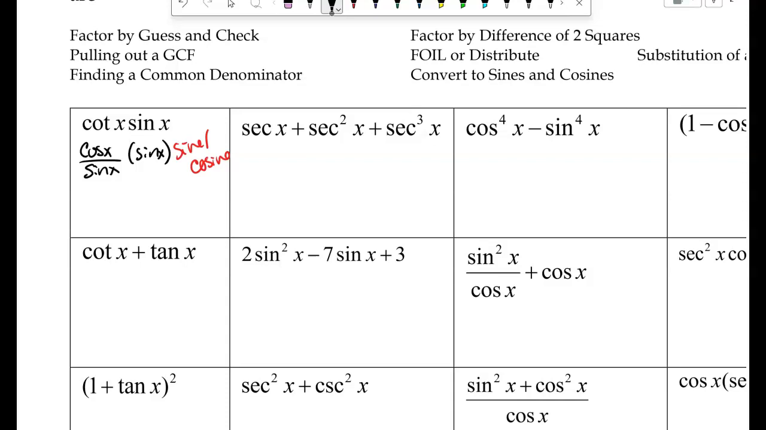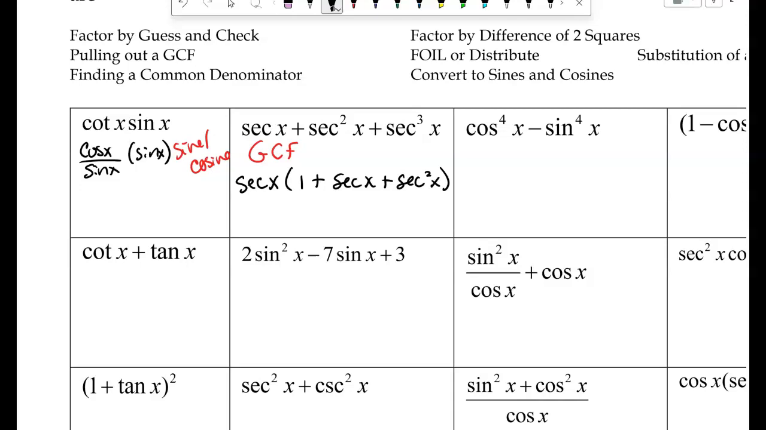The moment I saw 3 terms there, you were going to think maybe factor, right? So exactly, you're going to want to take out your greatest common factor. Okay, so what is that greatest common factor that we take out? Yeah, so we take out a secant x, and then we get 1 plus secant x plus secant squared x. So that would be our start for that one.